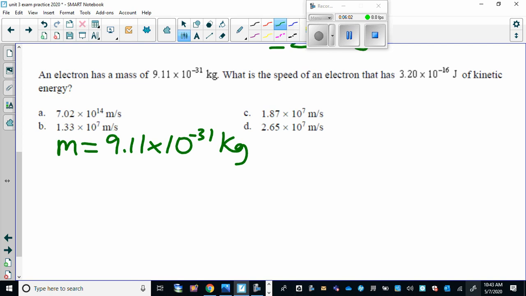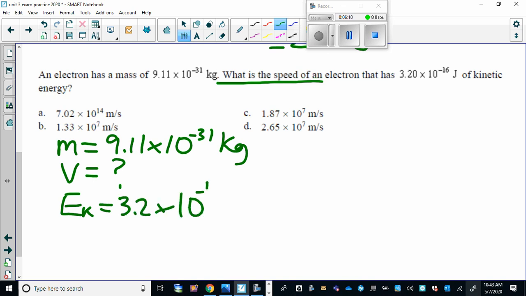It says, what is the speed? So they're asking for the velocity, but they give you the kinetic energy of 2.3 times 10 to the negative 16 joules. So this is where we're going to take the 1/2 mv squared formula and solve it for v.